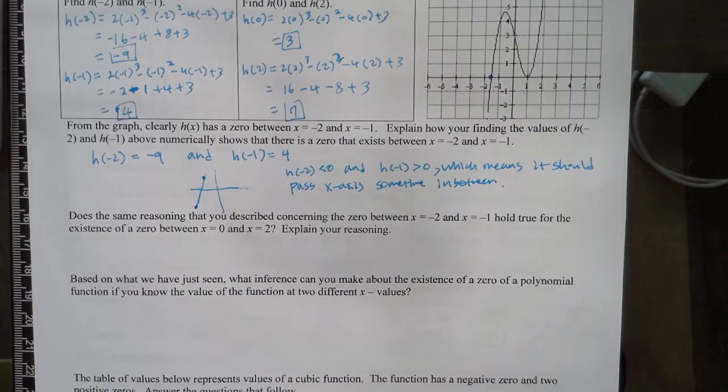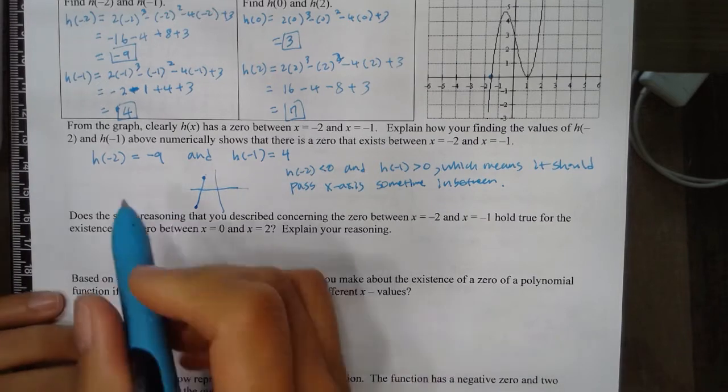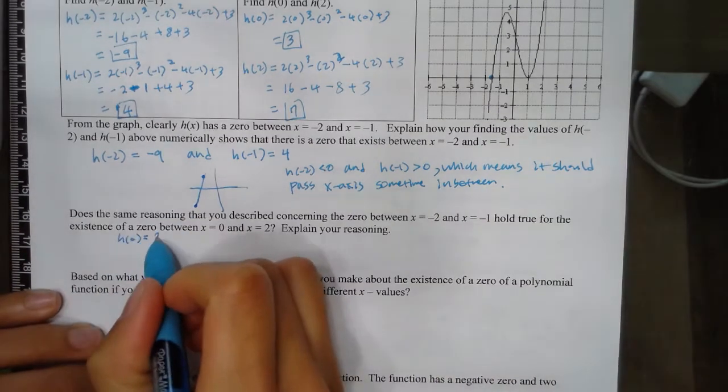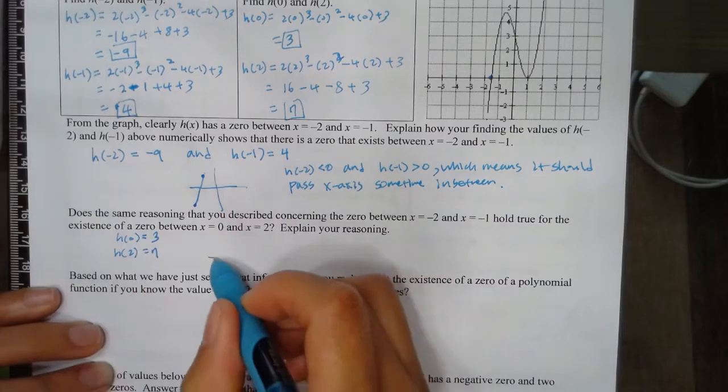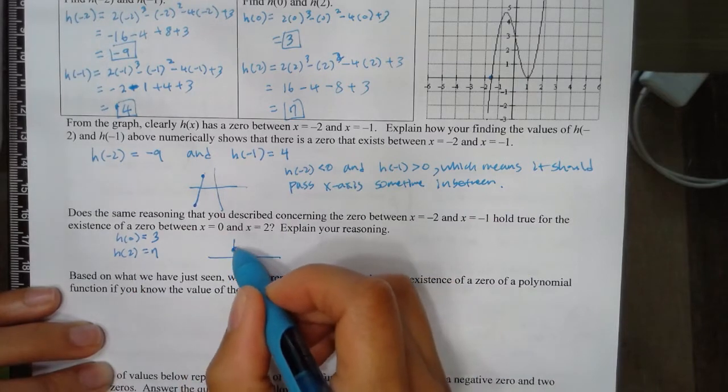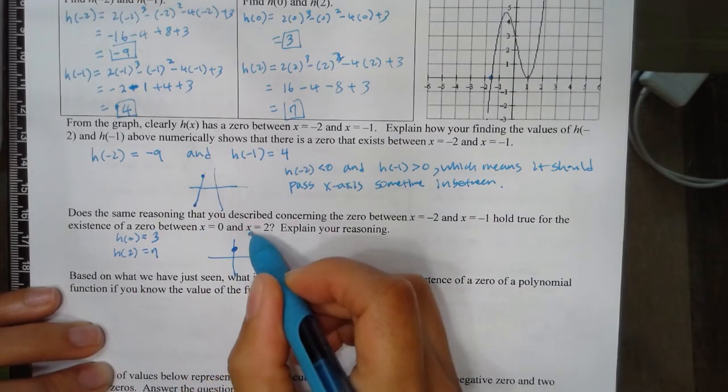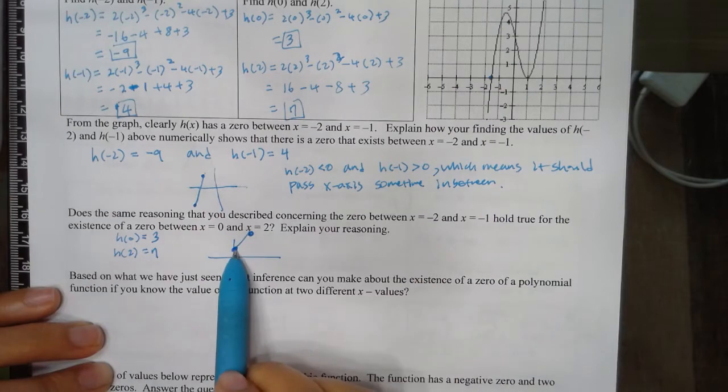Does the same reasoning you described concerning zeros between x equals negative 2 and x equals negative 1 hold true for the existence of a zero between x equals 0 and x equals 2? Well, let's see. H of 0 we got 3 and h of 2 we got 7. Okay, so just visualize it. X equals 0 was 3 here. X equals 2 is 7 here. Alright, so one was positive y, the other one was positive y.